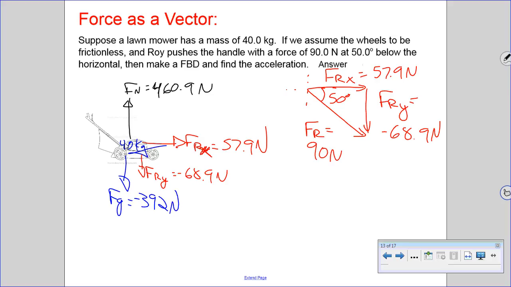All right. And now we can find our acceleration, right? Acceleration is just going to be net force over mass. So let's see, our net force is, well, you guys tell me, what is it? 57.9. Our mass was 40 kilograms. So divide it and you get 1.45 meters per second squared. The acceleration.